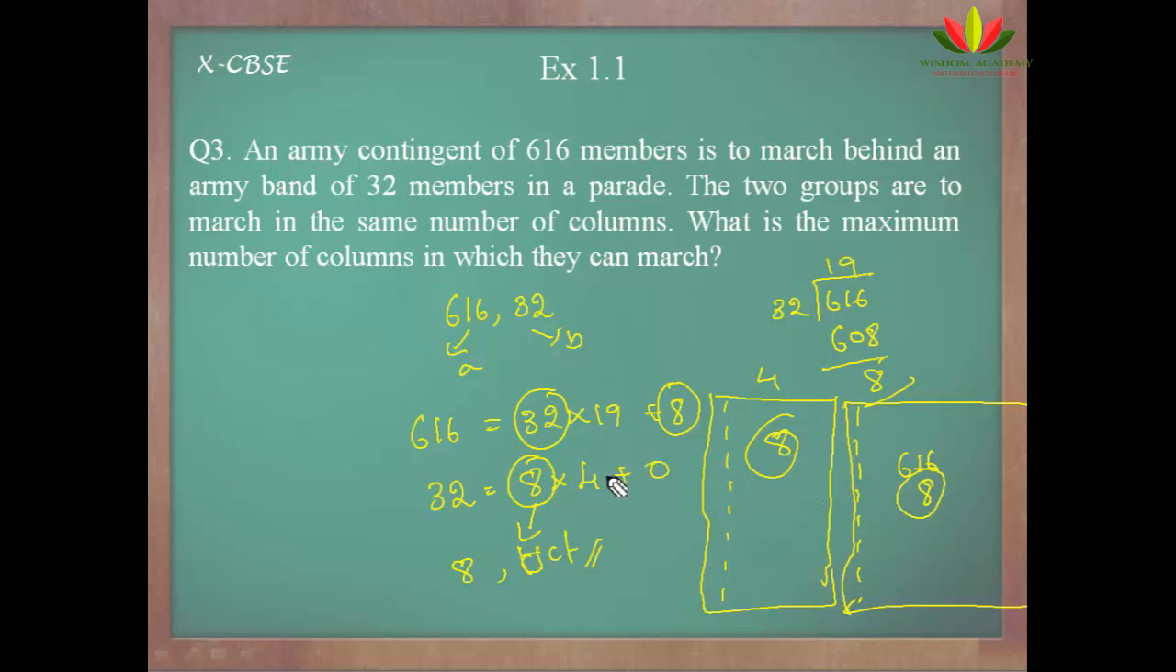So this is the maximum number of columns that we can make, right? 1, 2, 3, like this. This is the maximum number of columns that you can make. So all this is how I find the highest common factor for these two numbers.